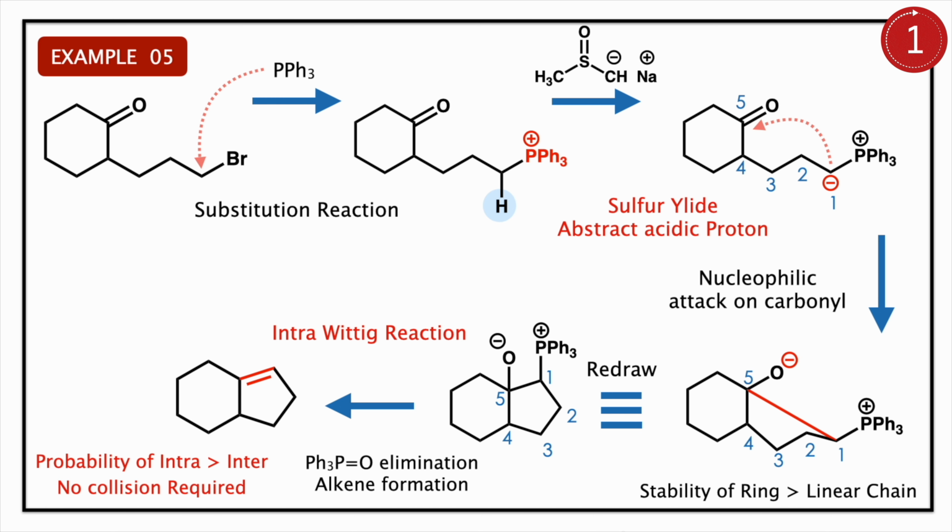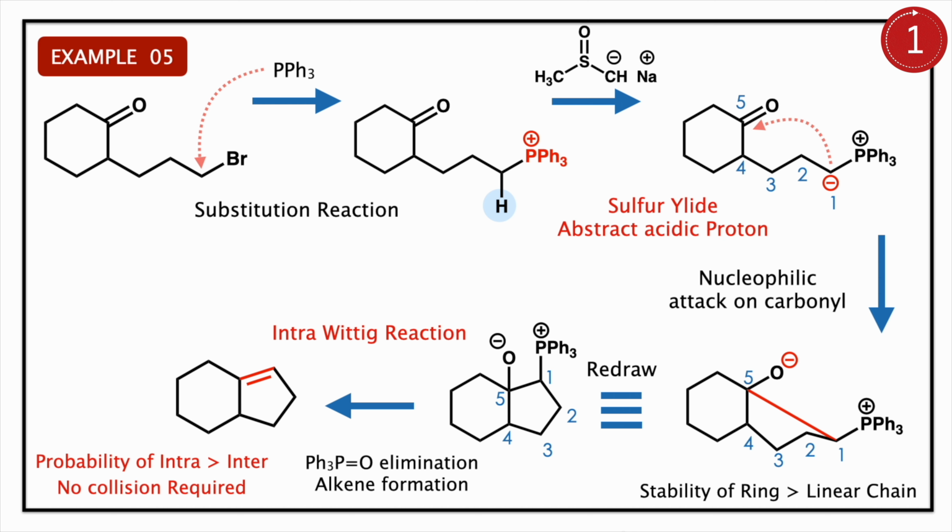Then you have the possibility of a ylide. Phosphorus has a positive charge, so the alpha hydrogen is acidic. It can be abstracted by the base. It is abstracted, and you have the ylide there. The phosphorus ylide forms. Then the ylide is the nucleophile. It attacks the carbonyl.